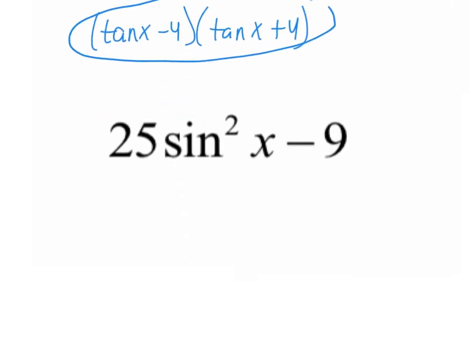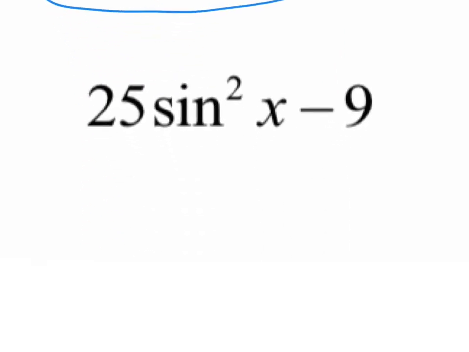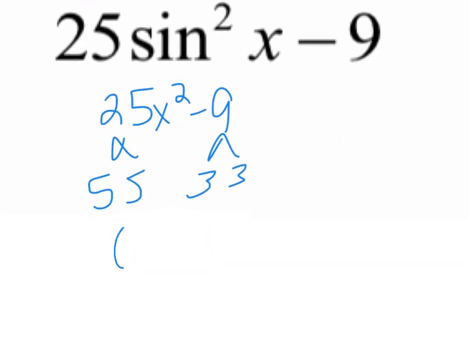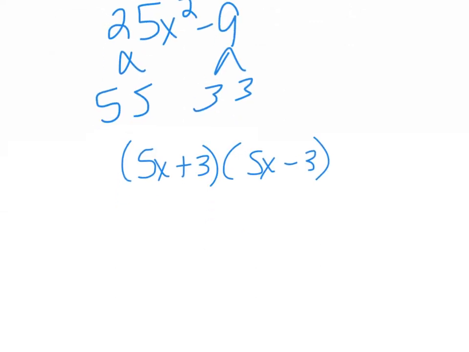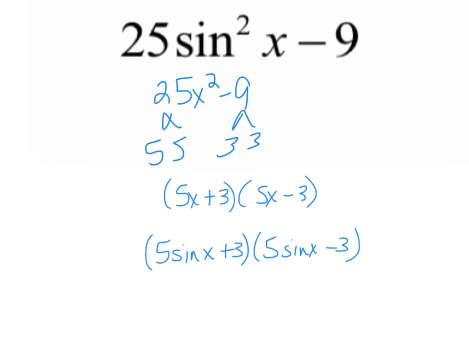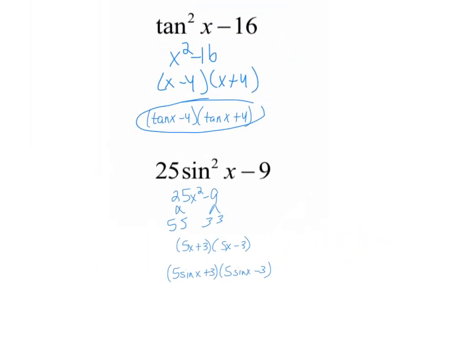In this case, is there an equal sign? The direction says to factor. This is the same as 25x squared minus 9, right? 25x and 9. 5 and 5, 3 and 3. So you would have 5x plus 3, 5x minus 3. I wouldn't leave it as x. I would replace x with what? So 5 sine x plus 3, 5 sine x minus 3. That's it. There's no solving.